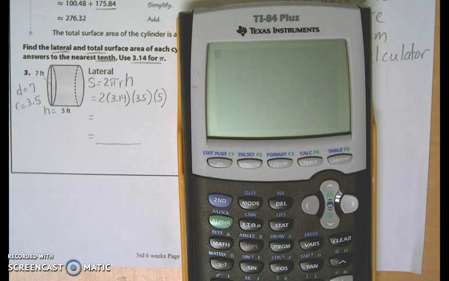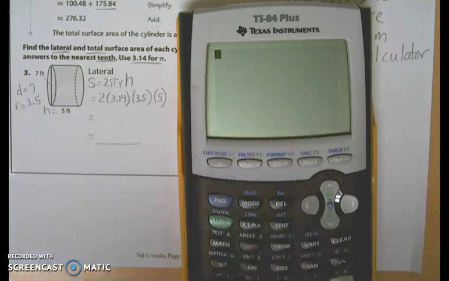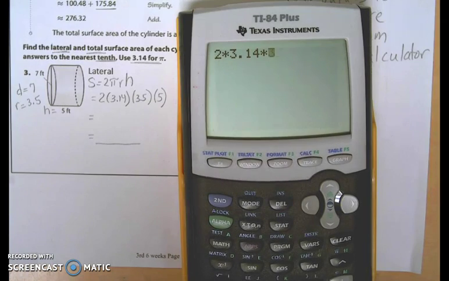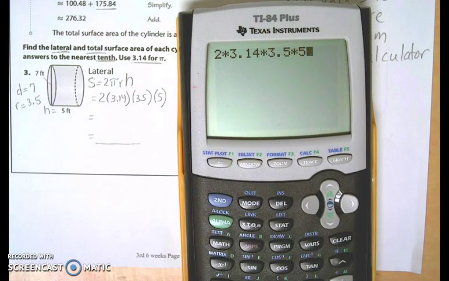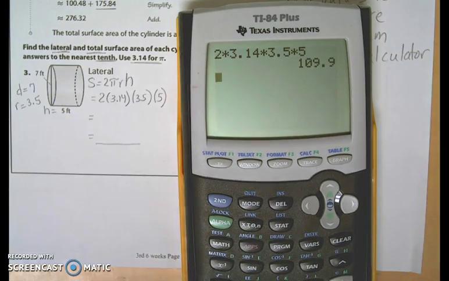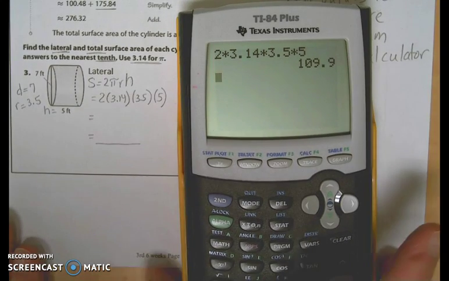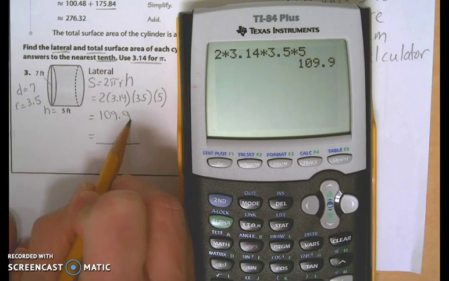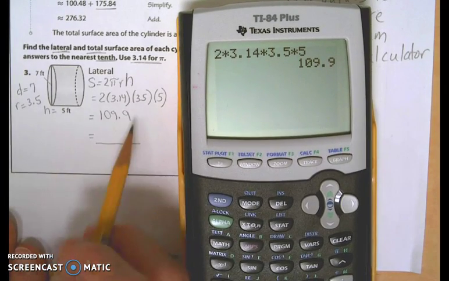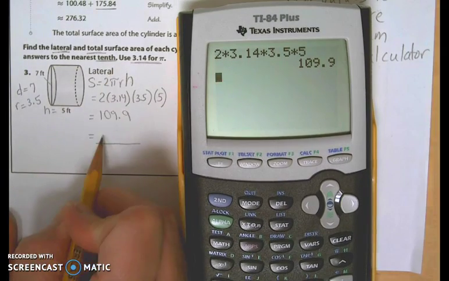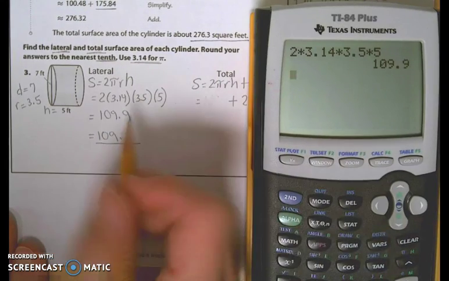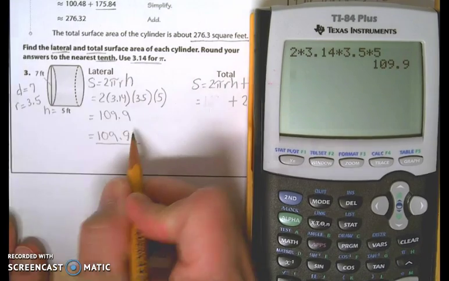I've written 2 times 3.14 times 3.5 times 5. I'm now going to enter that into my calculator, and I get 109 9/10. Since I do not need to round that, it's already in the tenths place. My final answer to this piece is 109 9/10 square feet.